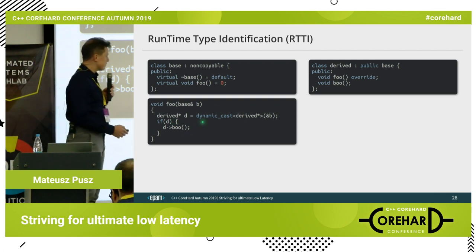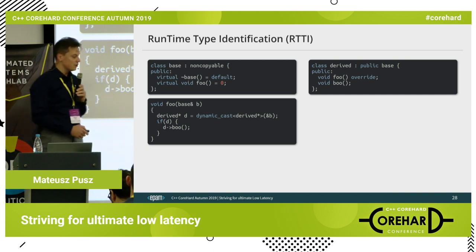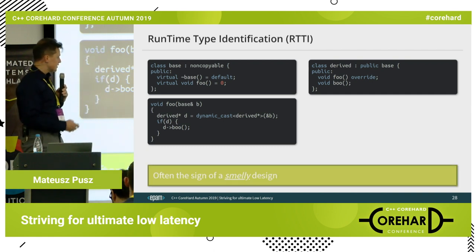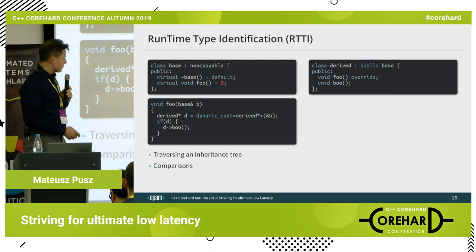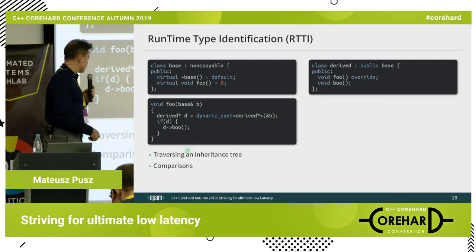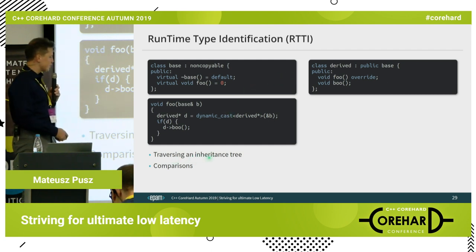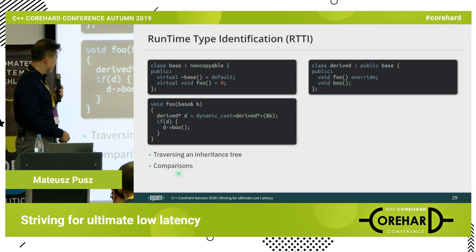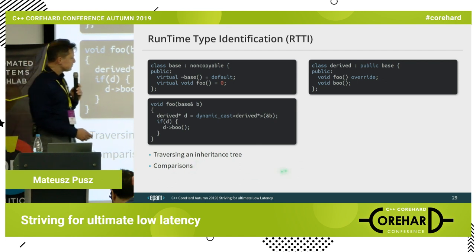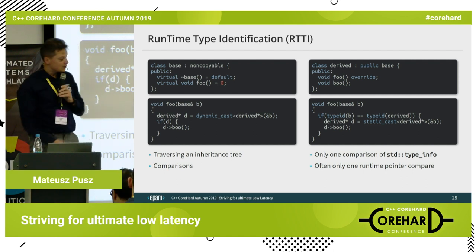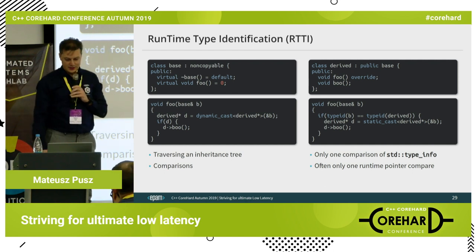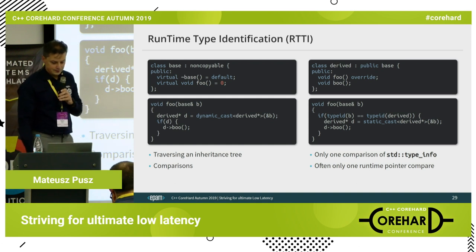Dynamic cast takes also a lot of time, and it's also a non-deterministic one. As I said, also this kind of design means that you are probably doing something wrong. This one is not deterministic because it uses the traversing of an inheritance tree and a lot of comparisons. If you really want to do this, this is probably the faster way to do it, but still, I don't recommend this design type.